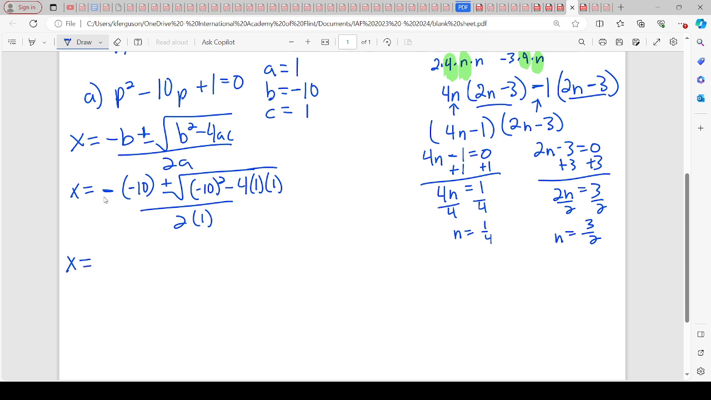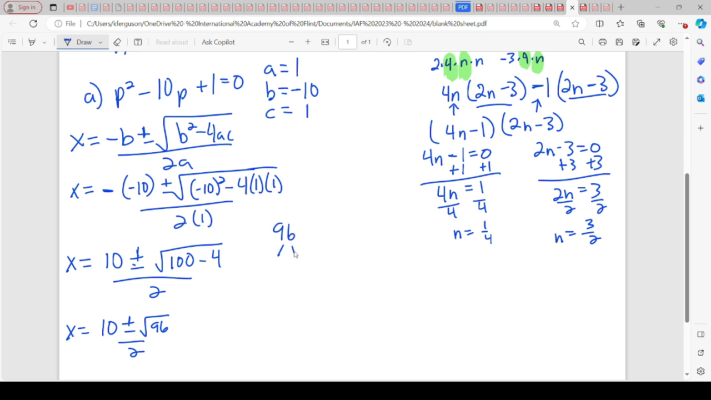So I got x equals negative 10 is positive 10, plus or minus the square root of 100 minus 4 over 2. Then I got x equals 10 plus or minus the square root of 96 over 2. So I need to break down 96. 12 and 8.